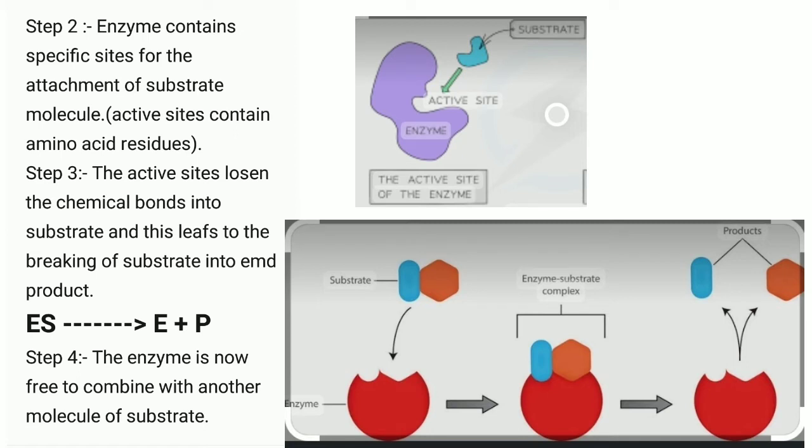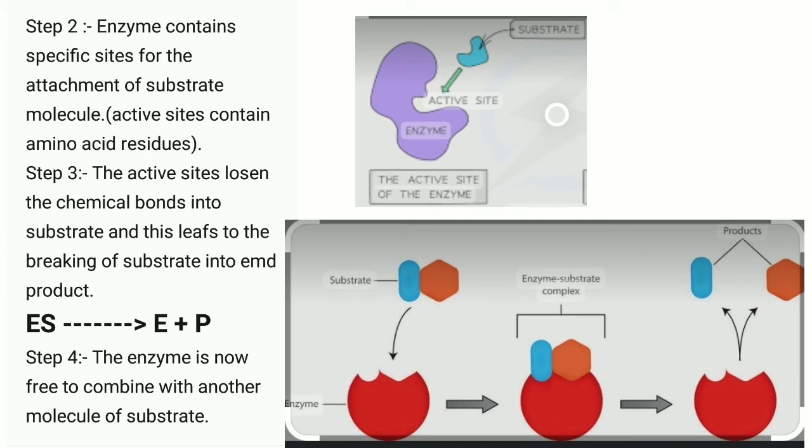Step 4. The enzyme is now free to combine with another molecule of substrate. On the screen you can see the substrate molecule and the enzyme molecule get combined and form enzyme substrate complex, and the active sites loosen the chemical bonds in the substrate, and this leads to the breaking of substrate into the end product.